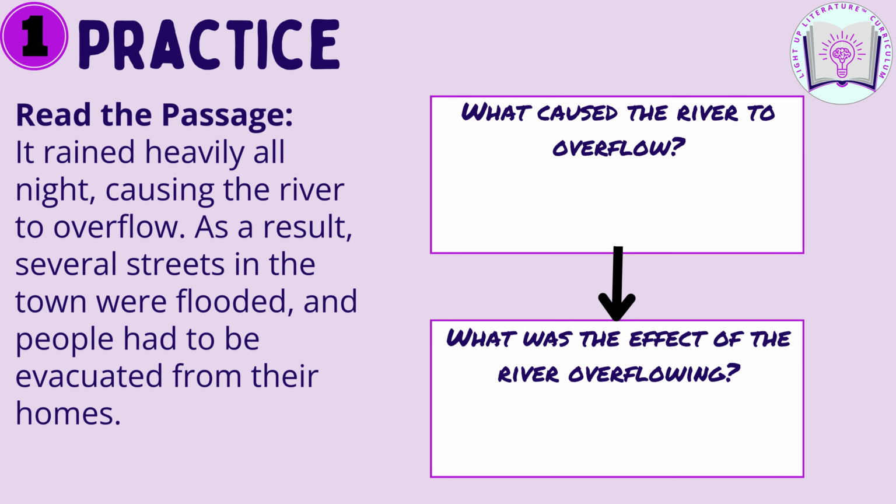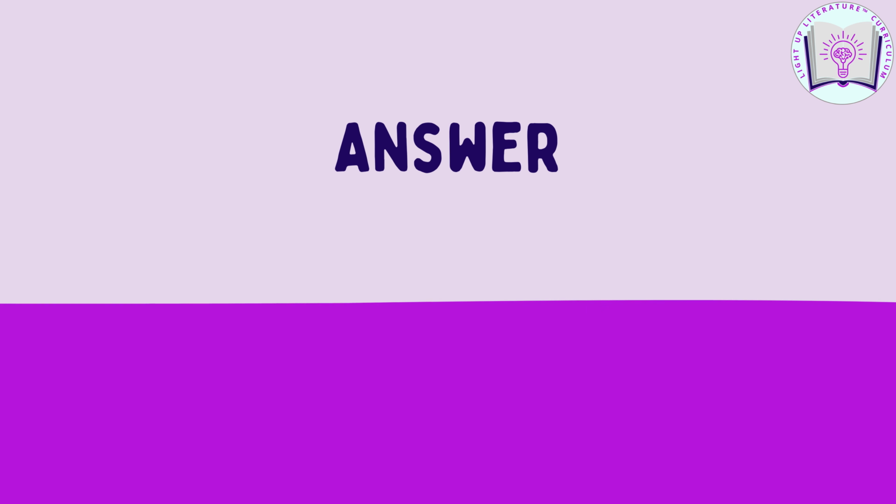Let's practice together. Read the passage with me. It rained heavily all night, causing the river to overflow. As a result, several streets in the town were flooded and people had to be evacuated from their homes. Now think about the two questions on the screen. What caused the river to overflow? And what was the effect of the river overflowing? Pause the video here and complete your answers. Pause the video here to check your answers. When you're ready, press play to continue.